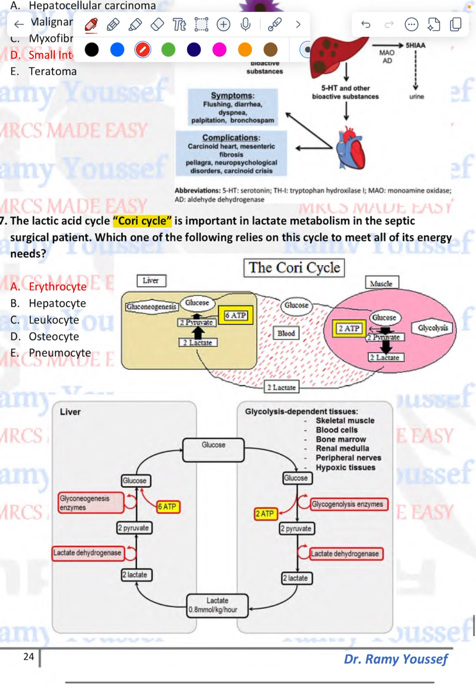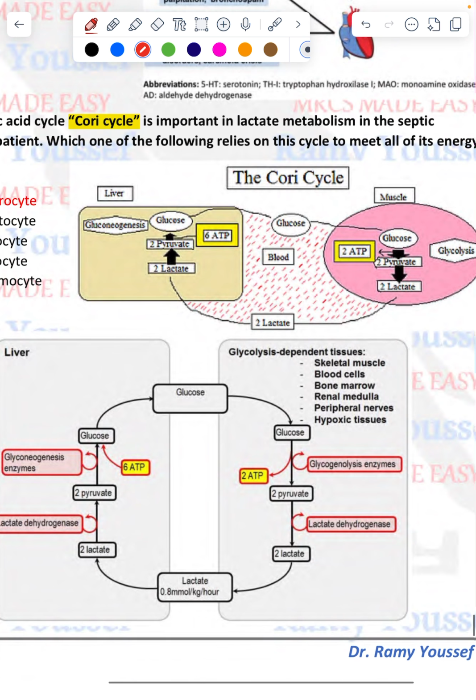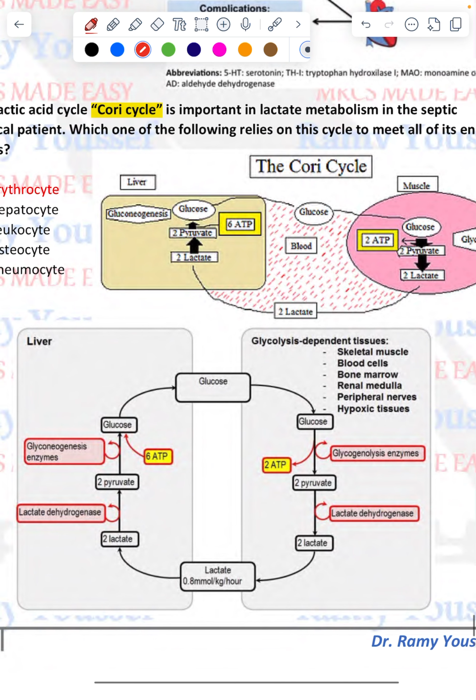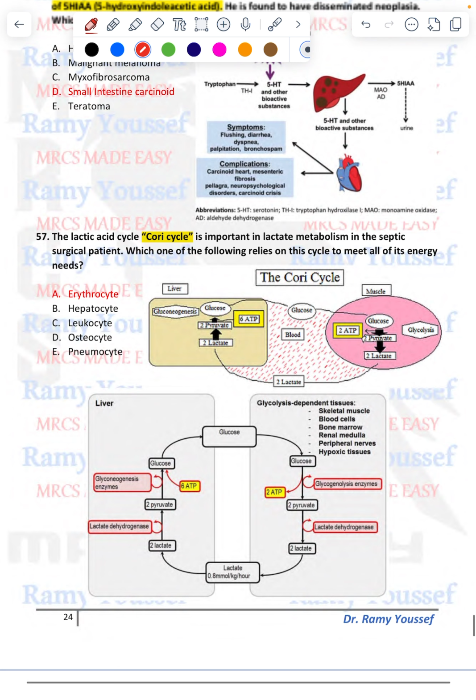You can see the glycolysis-dependent tissues: skeletal muscle, blood cells, bone marrow, renal medulla, retina, and hypoxic tissues. Here glucose is converted to pyruvate and lactate. This is anaerobic metabolism on the right side. Then this lactate is converted back to glucose in the liver.